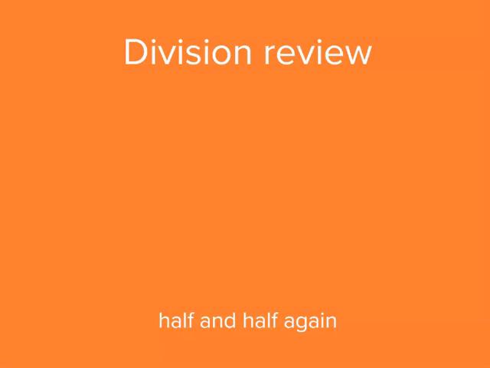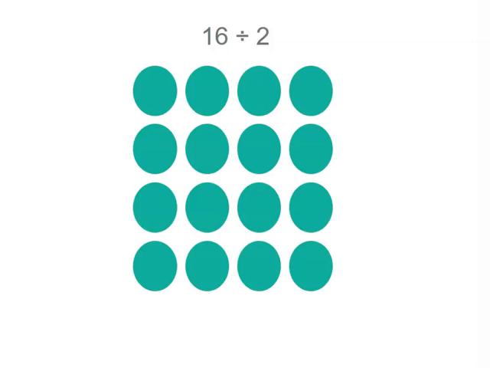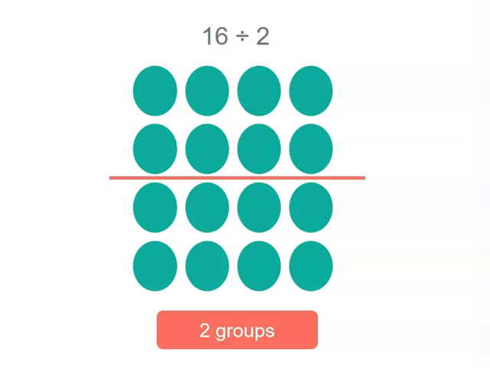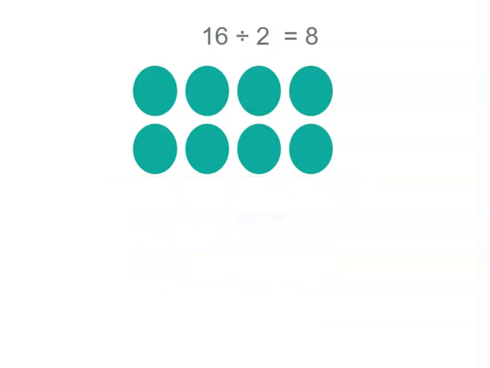Let's see how dividing by half and half again can help us with our division. Let's say we divide by 2 and we have 16 circles. Well, that's like breaking something in half, sharing it into two groups. So 16 divided by 2 equals 8.